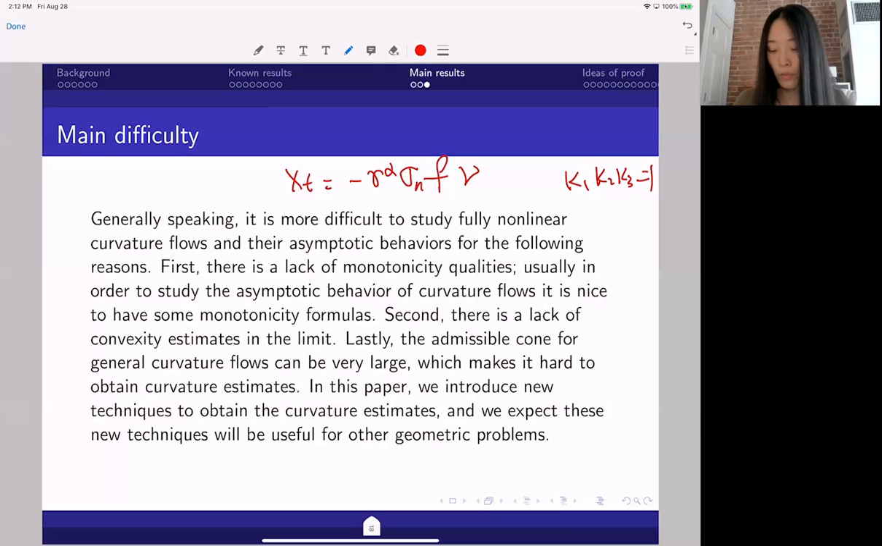Because it's a convex cone, if we assume that kappa 1 is greater than or equal to kappa 2, which is greater than or equal to kappa 3, then finding a lower bound for kappa 3 or an upper bound for kappa 1 can both give us a curvature estimate. In other words, it's the same thing, right? We either find the lower bound for the smallest curvature or the upper bound for the largest curvature. Then the length of the principal curvature vector is bounded.